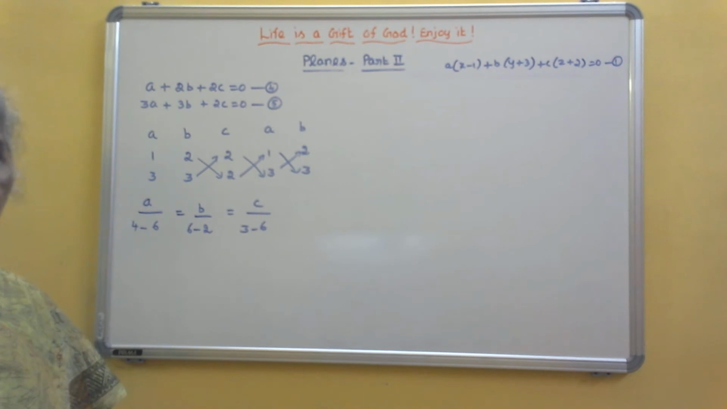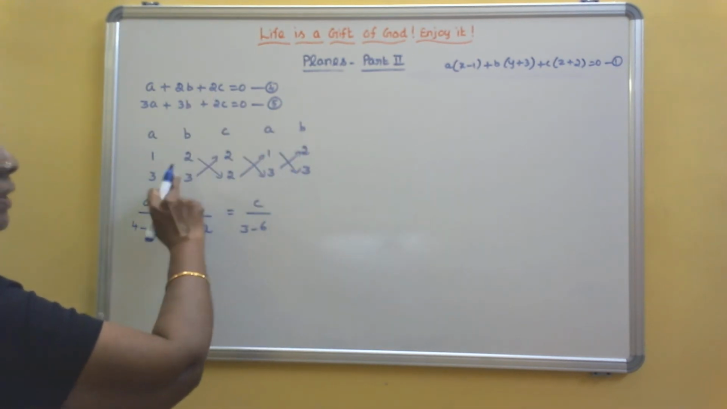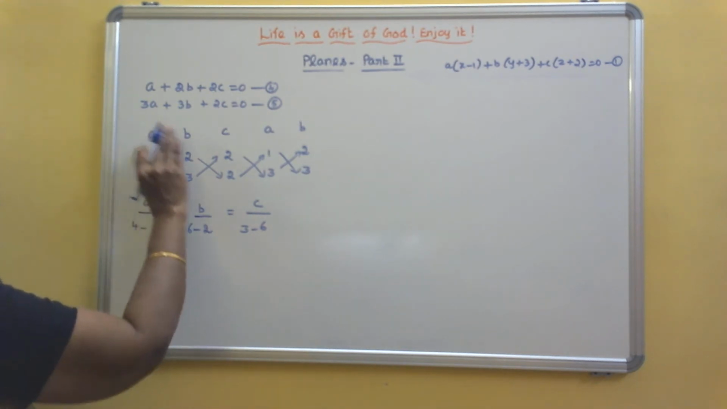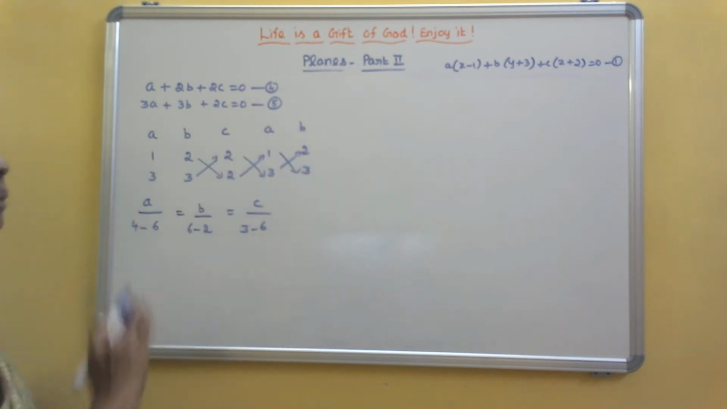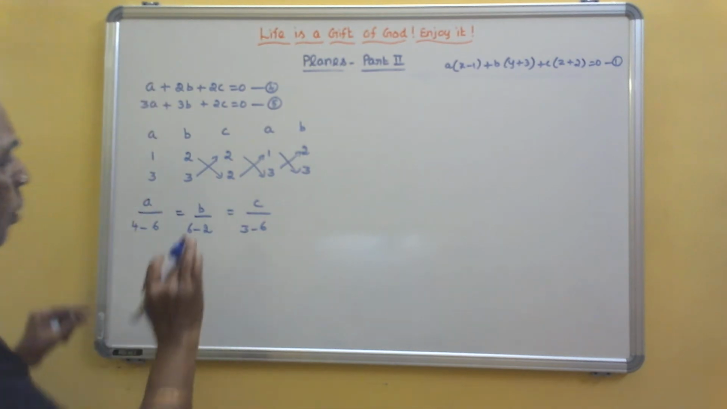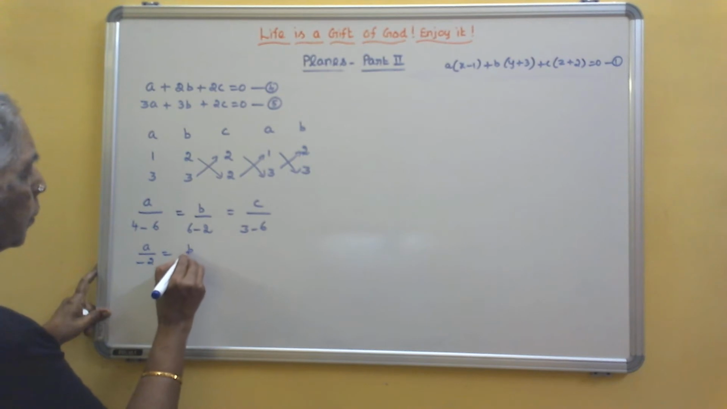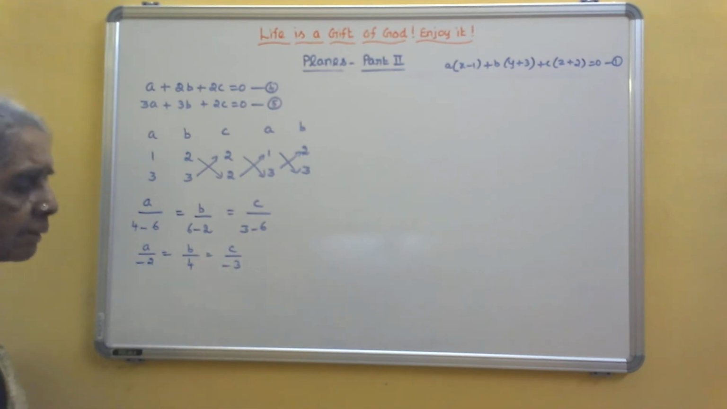Do you understand? So write A, B, C, A, B. Write the coefficients below them. Then when you write A by, don't take this one, take these two. When you write B by, take these two. When you write C by, take that. Do as a determinant. So now I get A by minus 2 is equal to B by 4 is equal to C by minus 3.